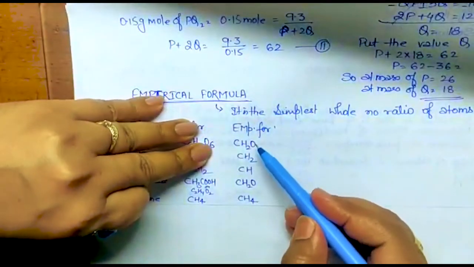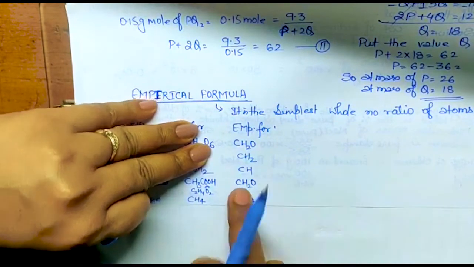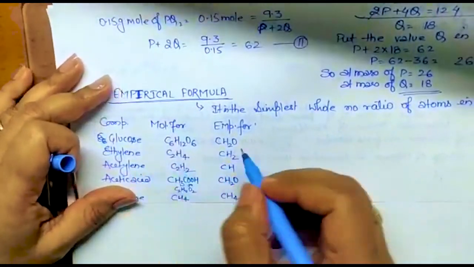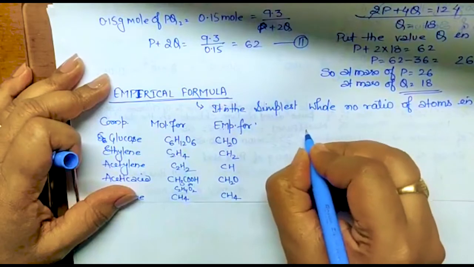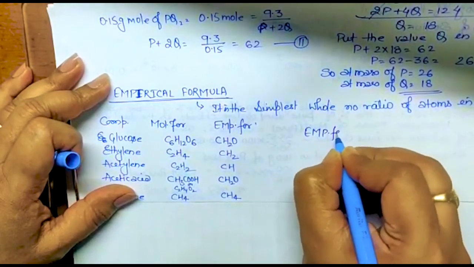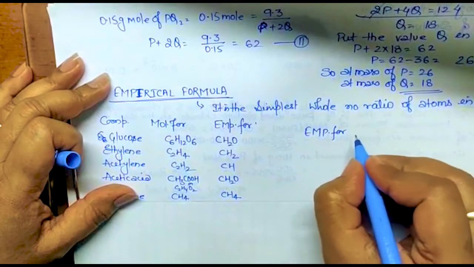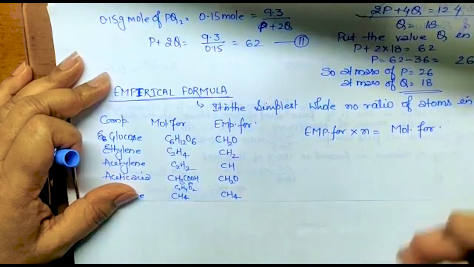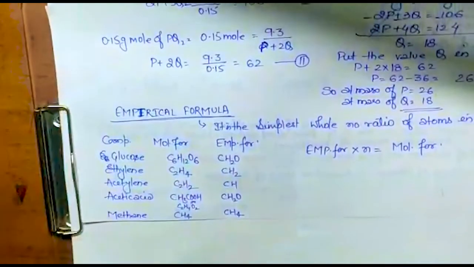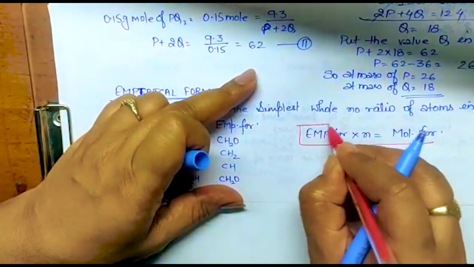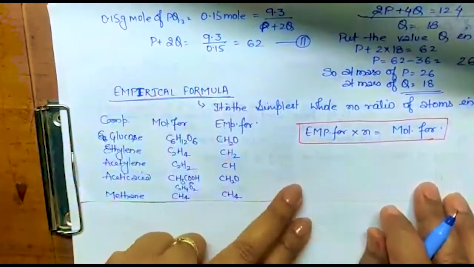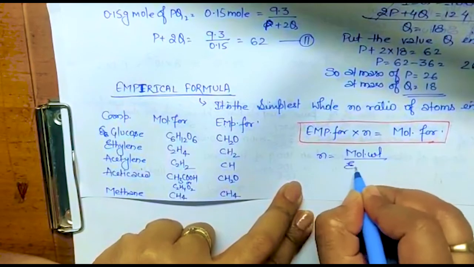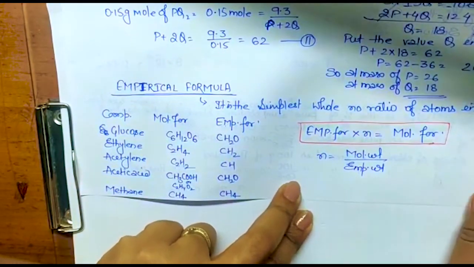Now we will decide how to find this empirical formula. And with the help of the empirical formula, we will get the molecular formula. I just want to tell you the relation between them. Empirical formula into N will be equal to molecular formula. Okay, first thing. Now you will ask what is this N. So let me tell you. This is the first formula, okay. Now I'll ask you, what is N? So this N is equal to molecular weight upon empirical weight.